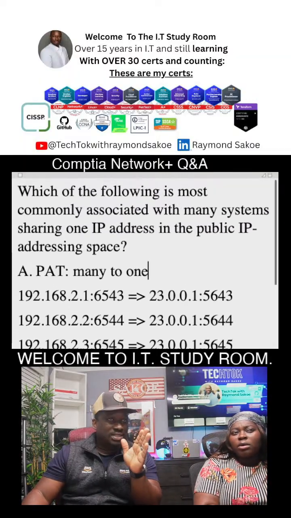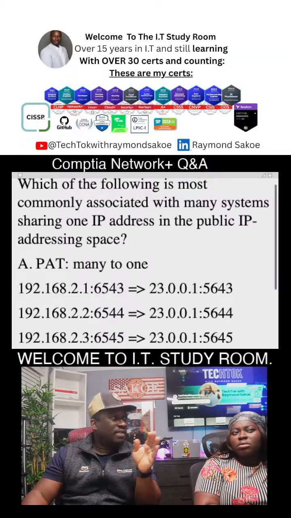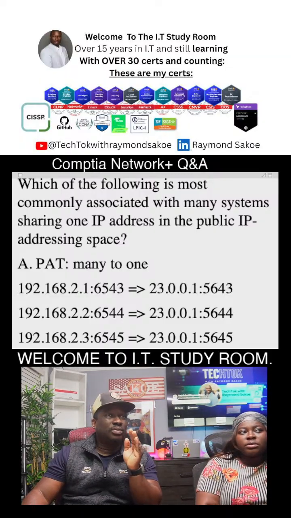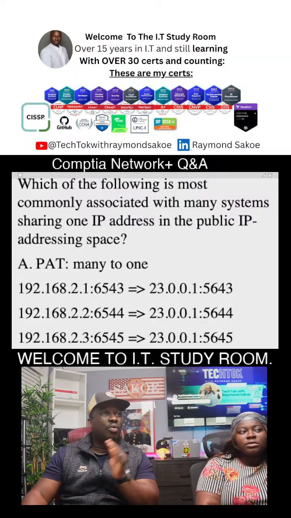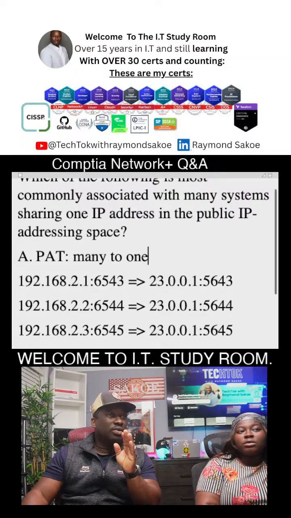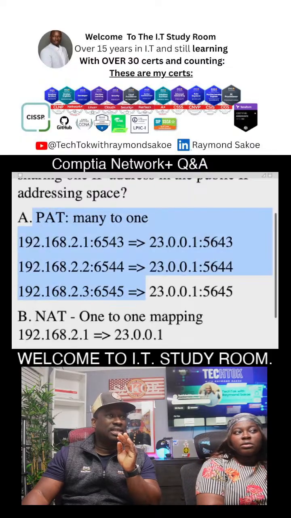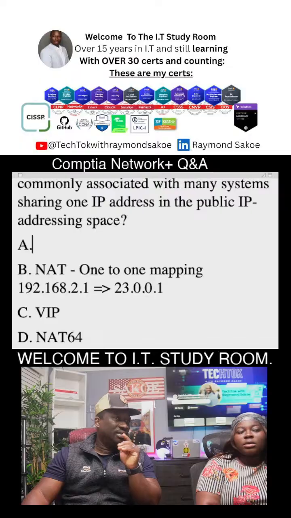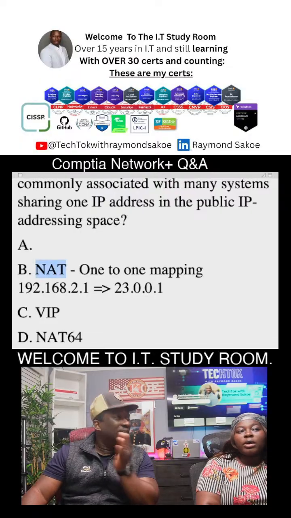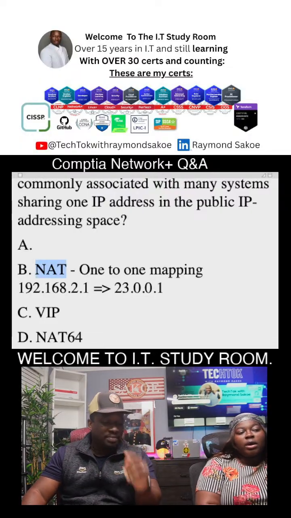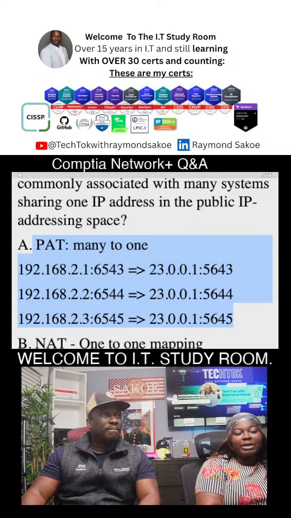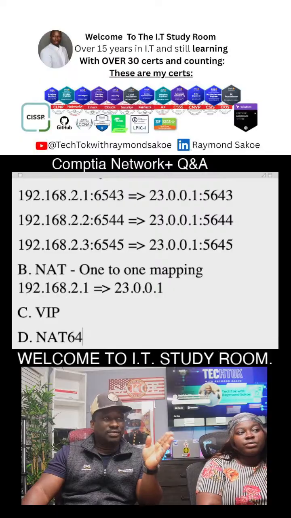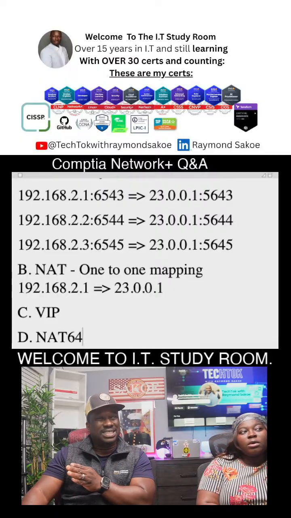Some of the questions wouldn't really specify many or 1-to-1. So what they're going to do is take PAT out of the options. You wouldn't see PAT, which means automatically the answer will be NAT. Okay, keep that in mind. But they might have NAT64 in there, something like that. That is translating from IPv4 to IPv6, I believe.